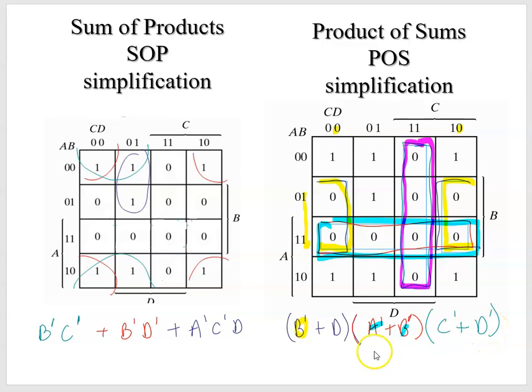All right, so let's look at how we would implement both of these. Why would we want to solve in the different ways?